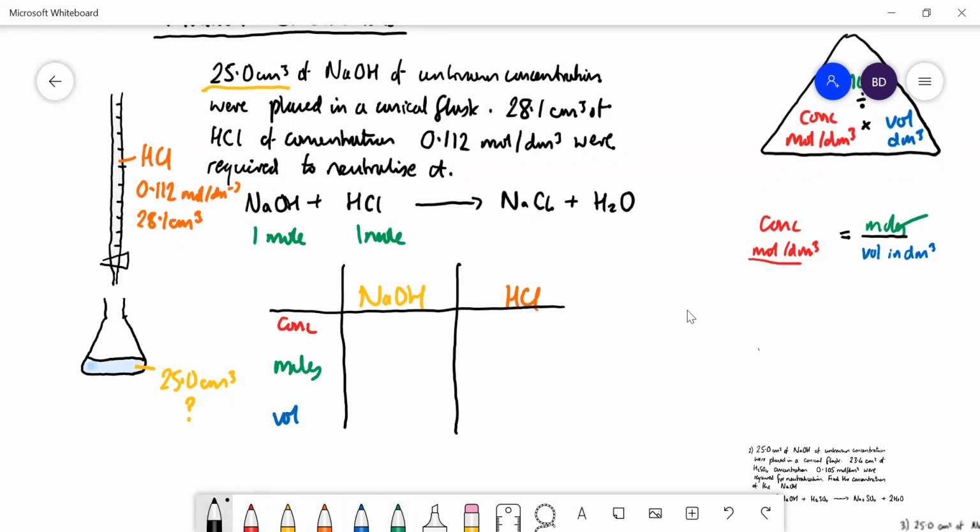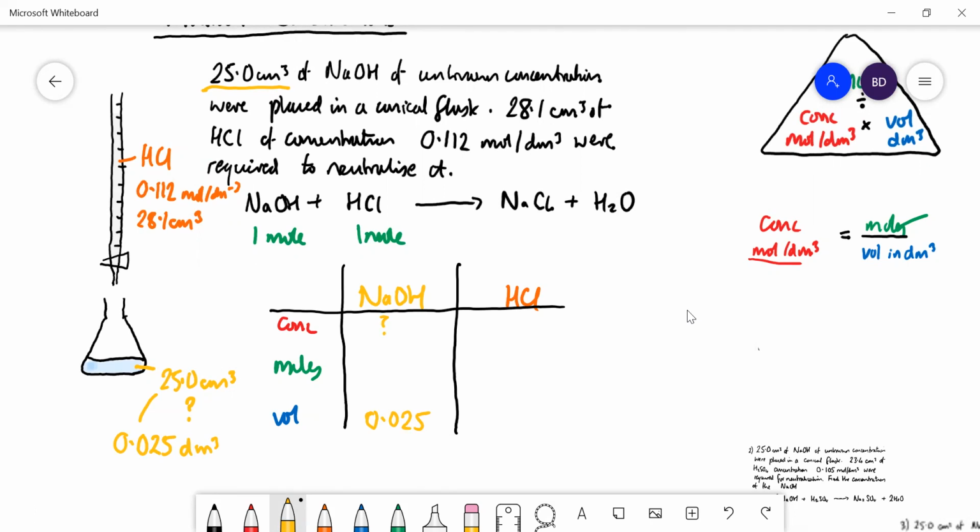Okay, so let's look at the NaOH. Do we know the volume? Yes, we do. It's 25.0 centimeters cubed. We need to convert that to dm cubed, so divide by 1,000, that's 0.025 dm cubed. Do we know the concentration of that? No, that's what we've got to find out. And we don't know the moles of NaOH in the reaction either, how many moles we're reacting.